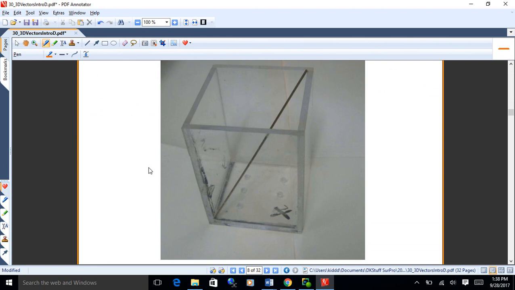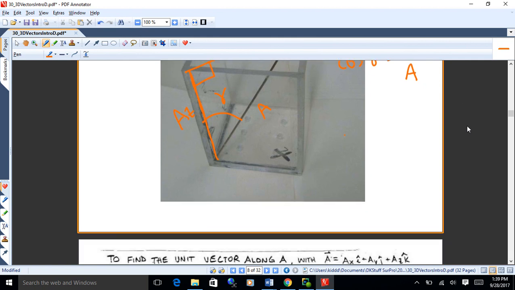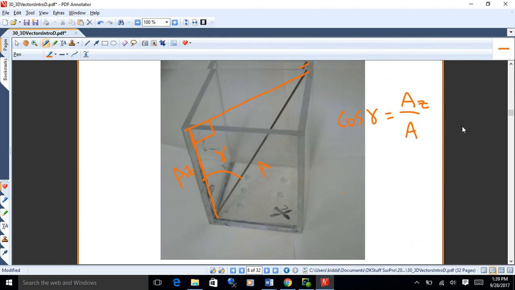So what I'm doing there is for that gamma angle, I'm taking A_z, and I'm taking A, and I'm running a line straight across, and that's a right angle. And so that's gamma. And so the cosine of gamma is equal to A sub z over A. And I can do the same thing for the angle with the x-axis and the y, which are called alpha and beta respectively. Okay?